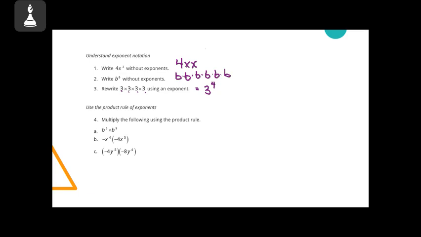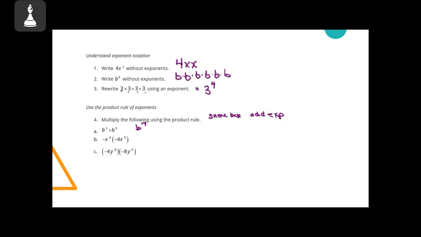Next set is going to have us use the product rule for exponents. So we're going to be using some multiplication here. So we have b to the 5th times b to the 9th. So that means I'm going to have 5 b's written out and another 9 b's written out. So as long as it's the same base, we add the exponents. So the base is still b. I have 5, to which I add 9 more, 14.